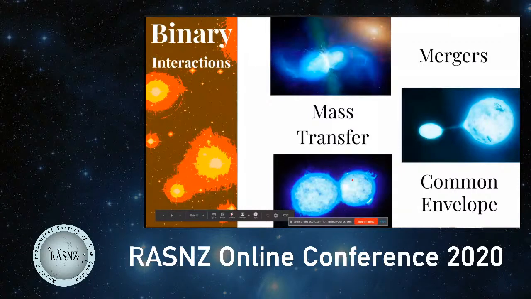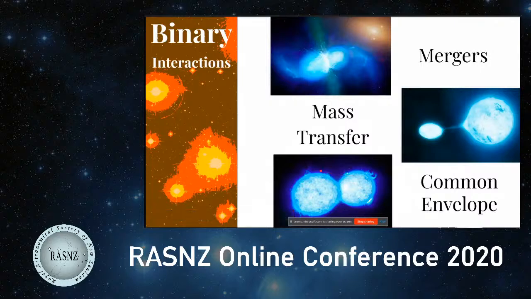Now, I'll just say that all of these are artist impressions. They're not proper pictures, but they're pretty decent. And the common envelope is a little bit different in real life. It's not as neatly defined as this figure eight shape. It's more of a big blob around both stars.